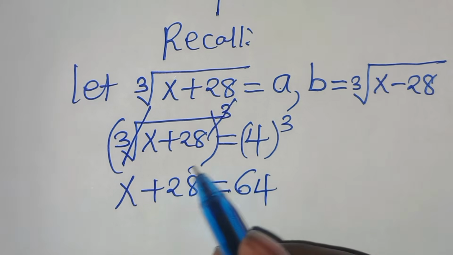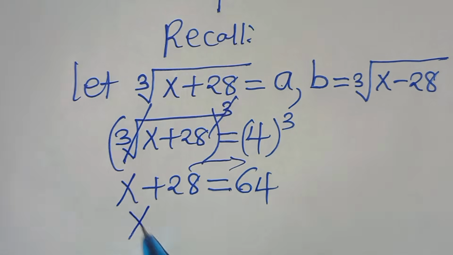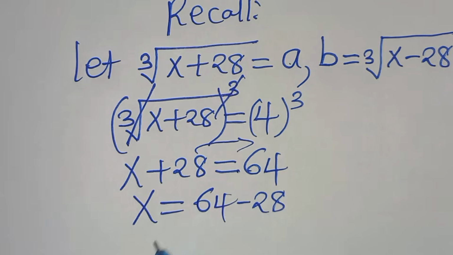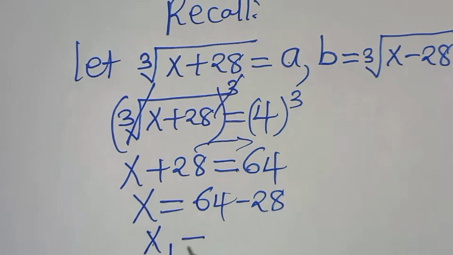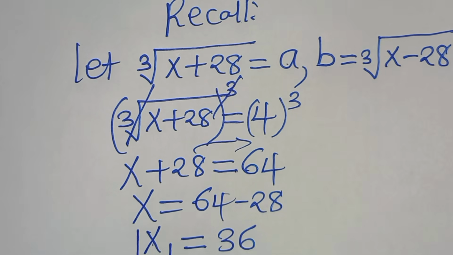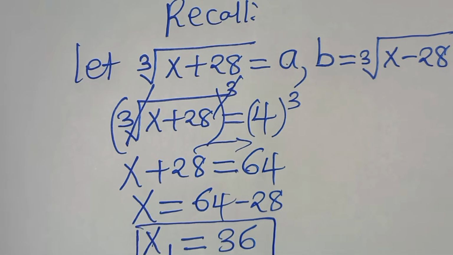Now let's take 28 to the right hand side. This means that x is equal to 64 minus 28, and this means that we have x1 is equal to 36. So this is the first solution here.